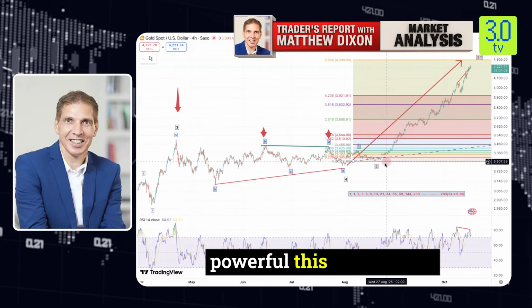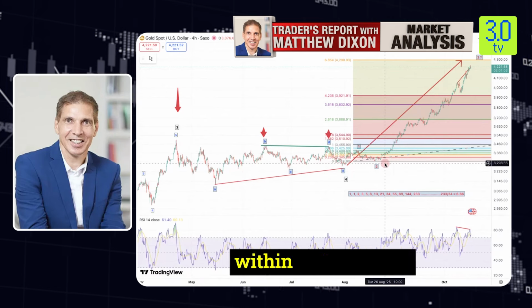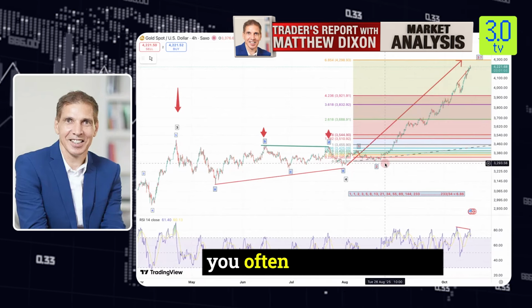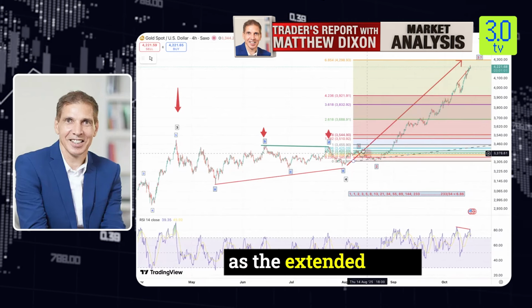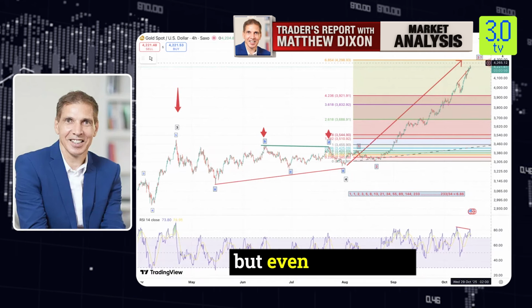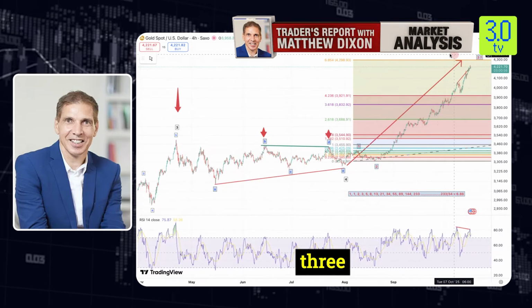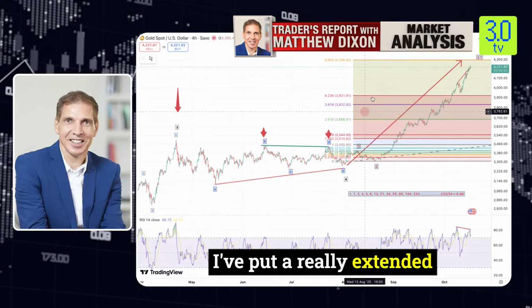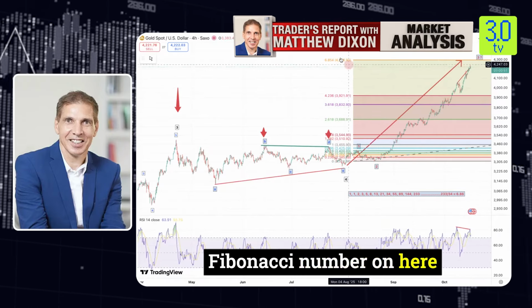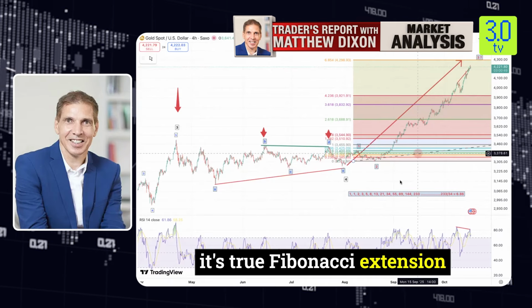amazing how powerful this wave 5 is. Within commodities, and particularly gold, you often see wave 5 as the extended wave. But even within that, we see within wave 5, we've got an extended wave 3. Interestingly, I put a really extended Fibonacci number on here. Now, it's true Fibonacci extension.